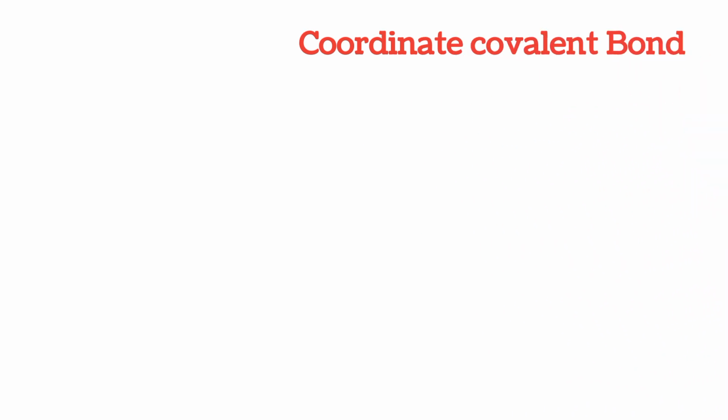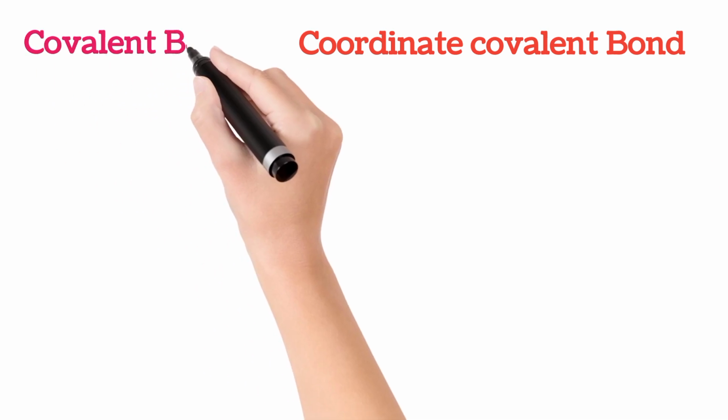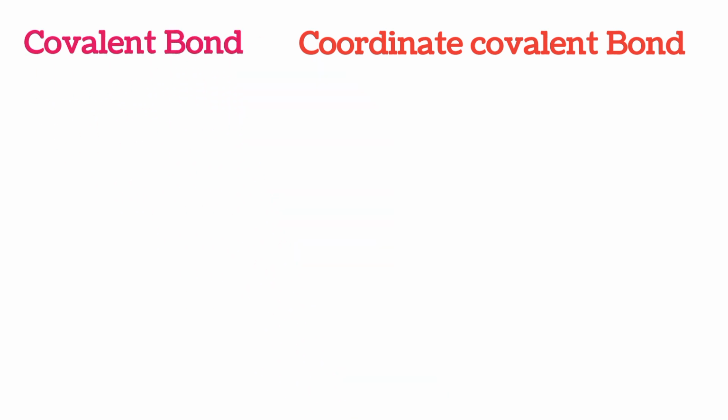In today's lesson, we'll be looking at coordinate covalent bond and examples of coordinate covalent bond. But first, let us look at the difference between covalent bond and coordinate covalent bond.